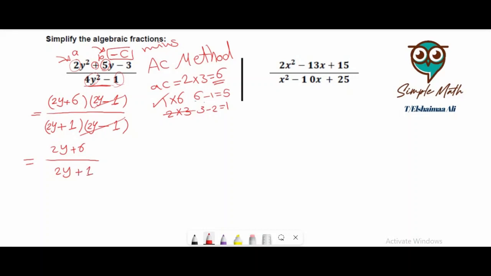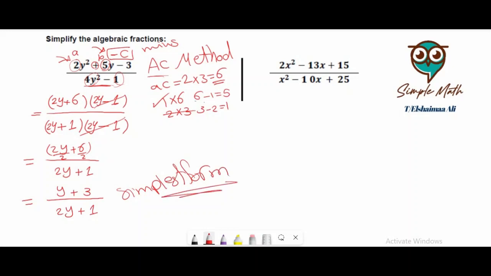Okay, but don't forget that you need to simplify that expression up because we used the AC method. It means that one bracket you must simplify. You can divide it by 2 to simplify that expression. So it will be what? It will be y plus 3 over 2y plus 1. Okay, so this is the simplest form for that algebraic fraction.